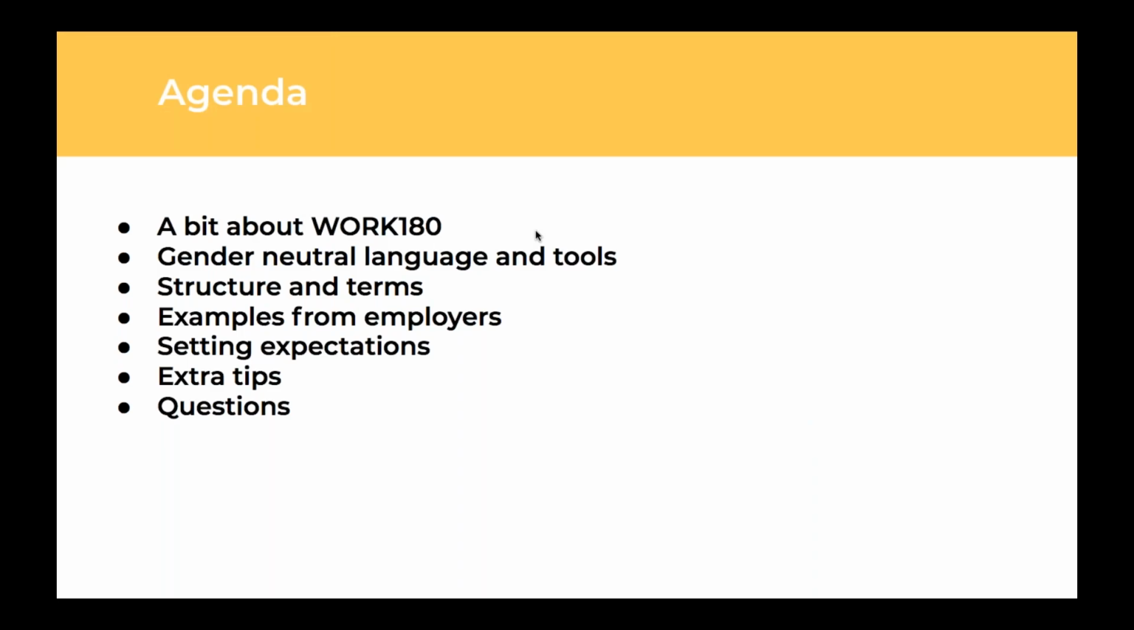So here's the agenda. I'll tell you a little bit about WORK180 for some context. We're then gonna discuss how to use gender neutral language in job advertisements and some of the tools that can be used when writing a job advertisement to ensure you have gender neutral language. We're then gonna go through the structure and some new terms that you can use when constructing a job ad. We'll be going through some examples from employers. I love drawing on real things that other companies are doing to use gender neutral language or attract a more gender balanced workforce. We'll then go through setting expectations with candidates, a few extra tips, and then we'll get onto the question and answer session at the end.